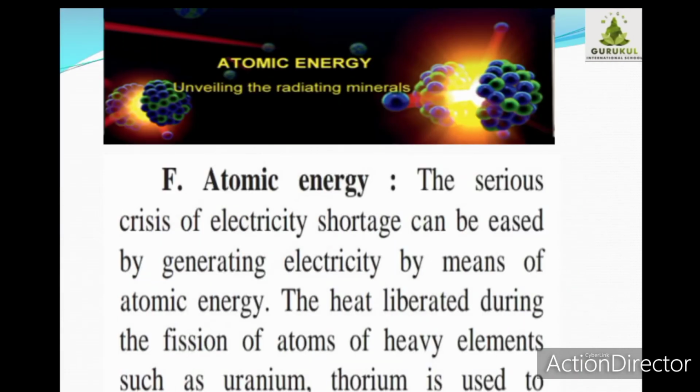The next type of energy is called atomic energy. Children, atomic energy is created from the fusion of the atoms. The serious crisis of electricity shortage can be eased by generating electricity by means of atomic energy. From this fusion, a huge amount of energy can be created. The heat liberated during the fusion of atoms of heavy elements such as uranium, thorium is used to generate electricity.